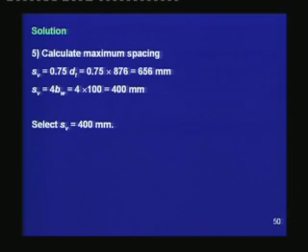Next, we are calculating the maximum spacing. There are two expressions of maximum spacing when the Vu is not substantially high. Sv is equal to 75% of dt, which is 0.75 times 876, equal to 656 millimeters, or Sv is equal to 4 times bw, which is 4 times 100, equal to 400 millimeters. Out of this, we are selecting the lower one, and hence the maximum spacing is equal to 400 millimeters. We are selecting Sv equal to 400 millimeters.